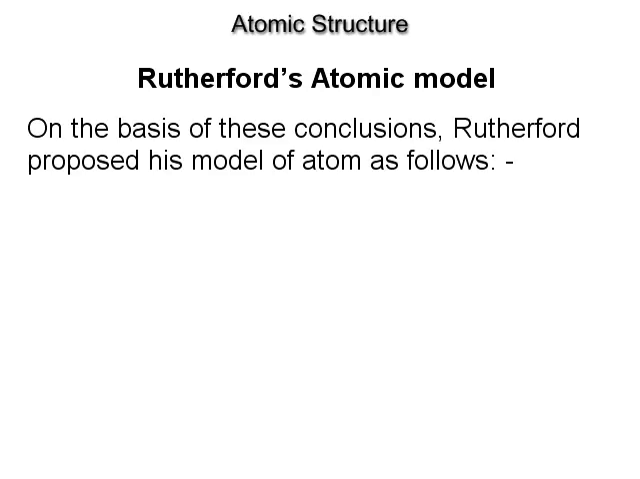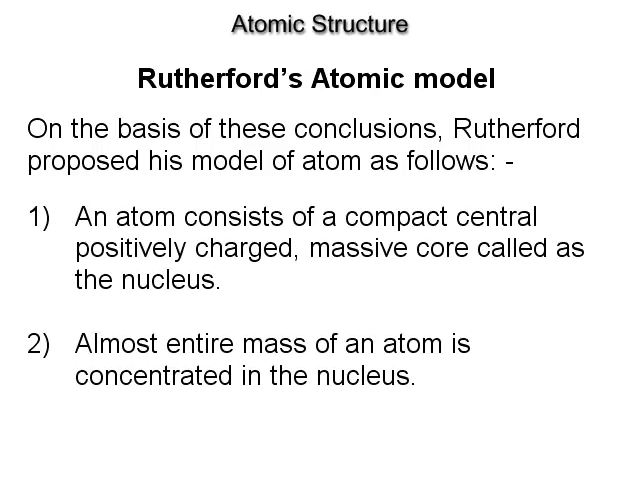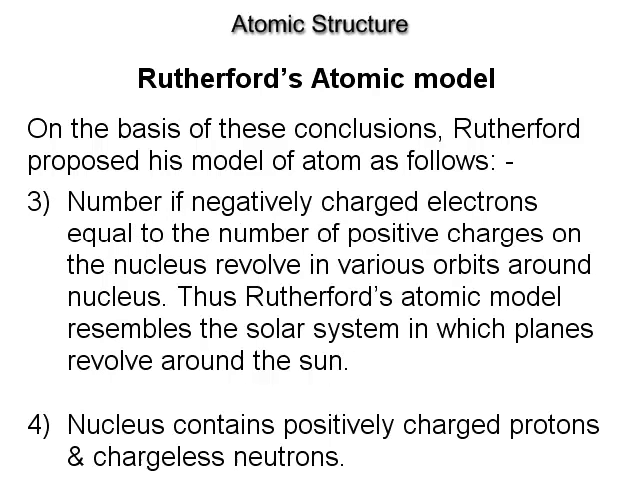Rutherford's atomic model. On the basis of these conclusions, Rutherford proposed his model of an atom as follows. An atom consists of a compact, central, positively charged, massive core called the nucleus. Almost entire mass of an atom is concentrated in the nucleus. Number of negatively charged electrons equal to the number of positive charges on the nucleus revolve in various orbits around the nucleus. Thus, Rutherford's atomic model resembles the solar system in which the planets revolve around the sun.